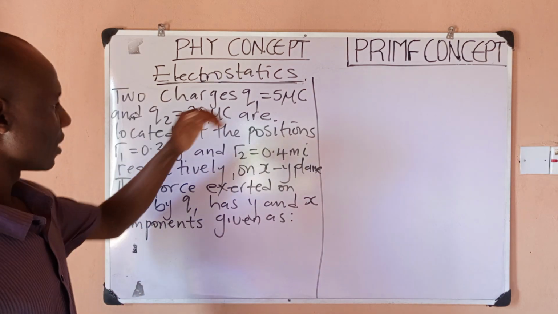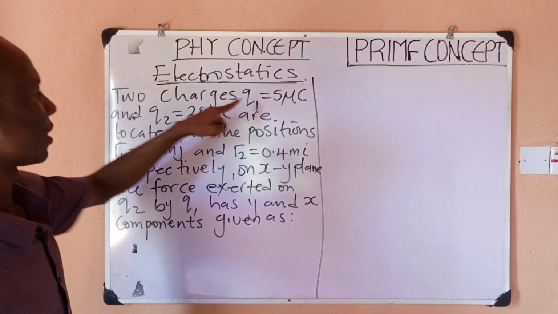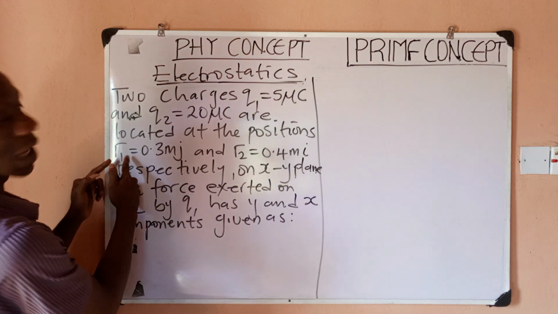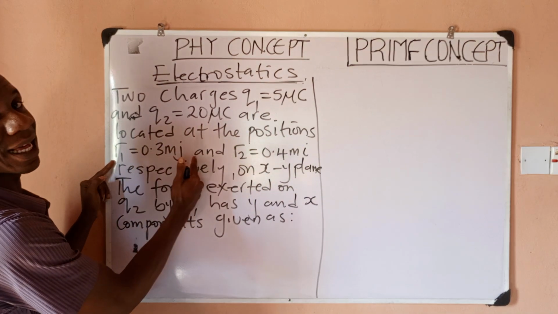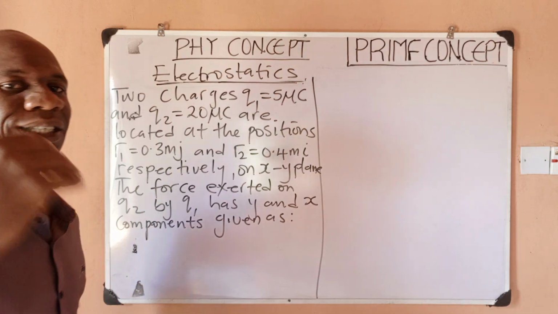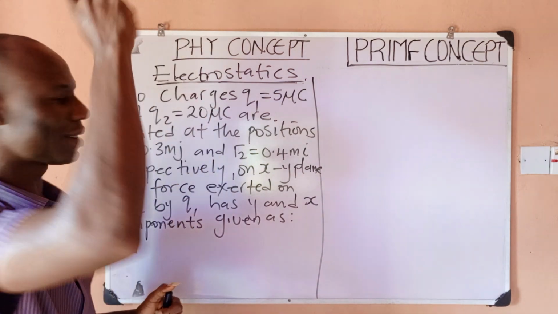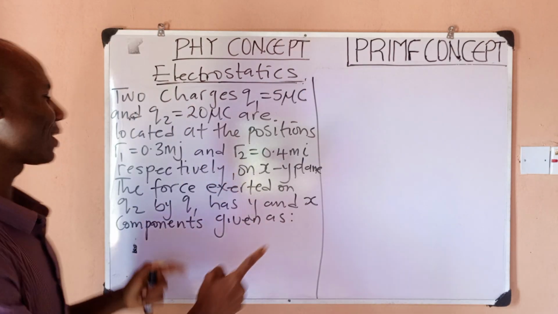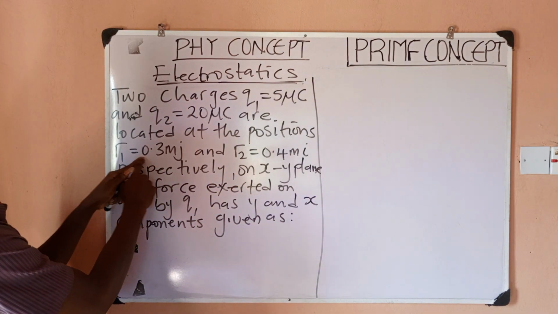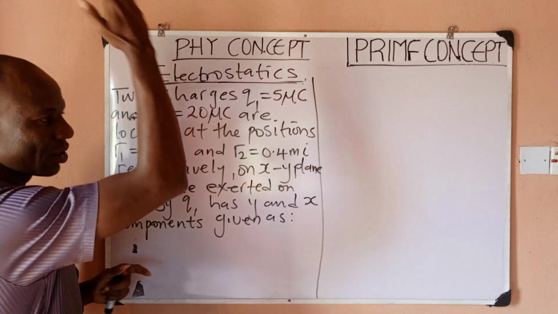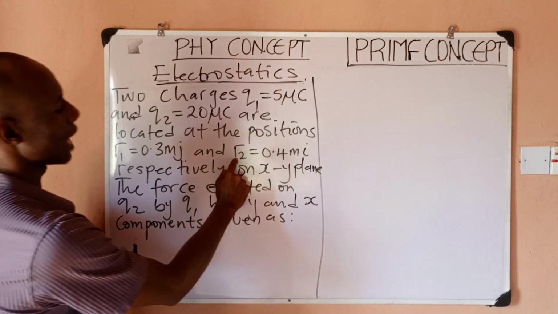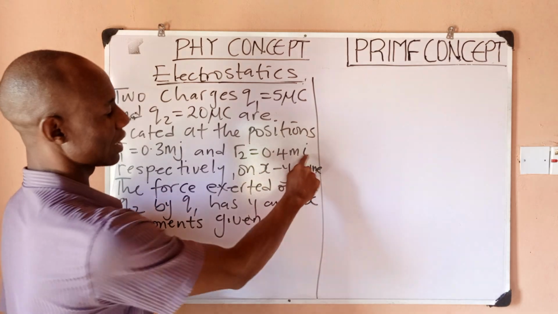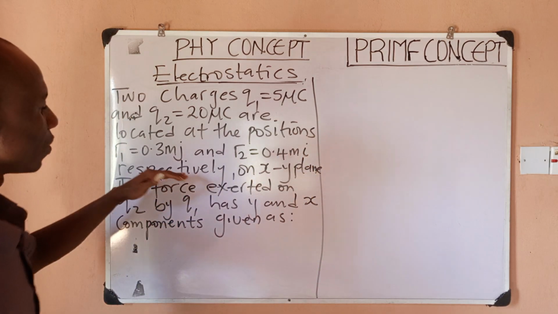Now we have two charges, Q1 and Q2, located at the positions R1 equals 0.3 meters J. And what does J mean? J is a unit vector that tells you that the quantity is pointing along the y-axis. So J points along the y-axis. This is positive 0.3 meters J, so it means along the positive y-axis, and R2 is along the positive x-axis. I tells you it is pointing along the x-axis respectively.